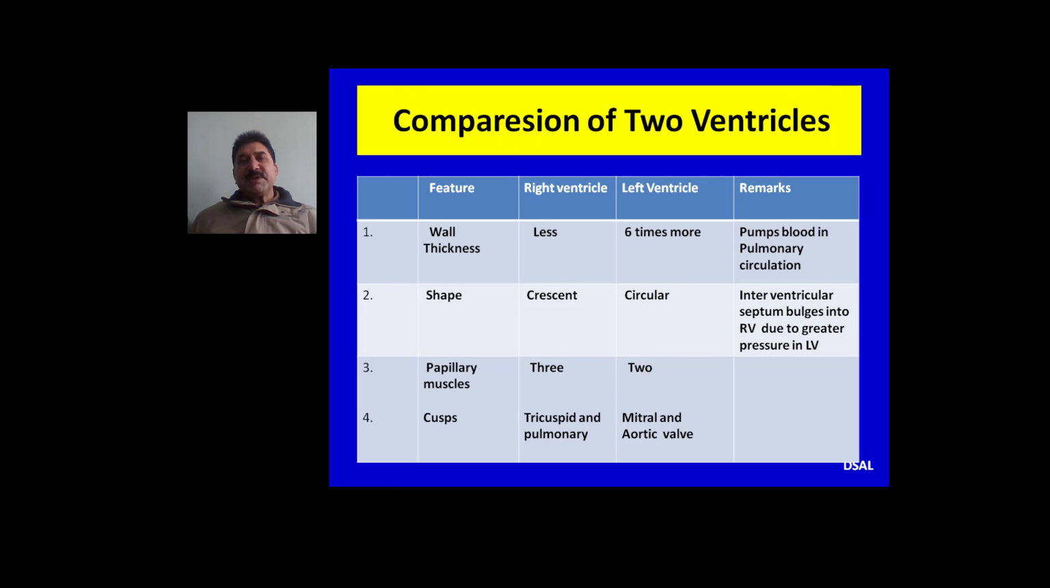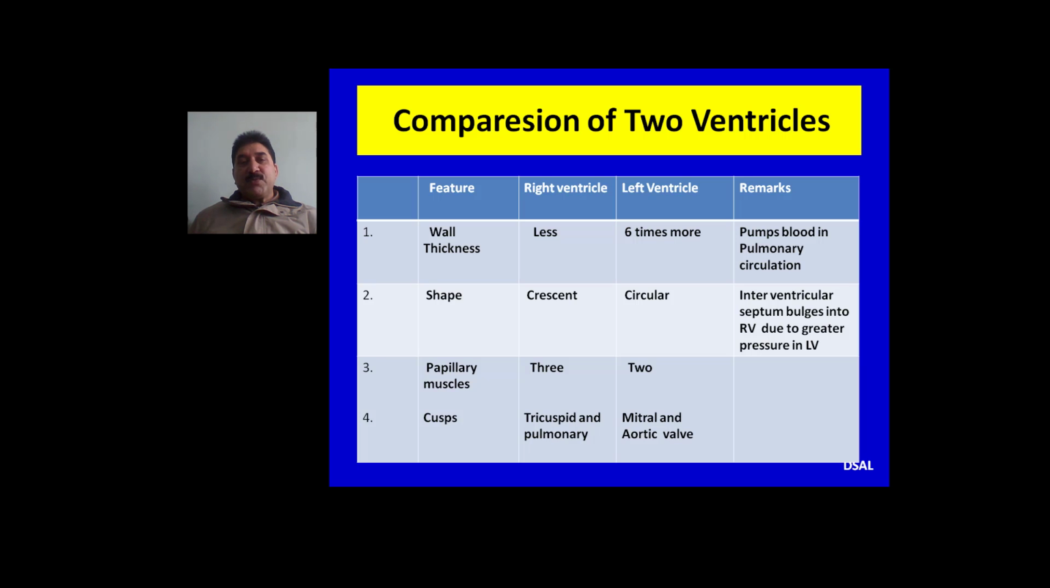What are the major anatomical differences between the two ventricles? The major differences between the features of the two ventricles that we can see on dissection table are wall thickness. Wall thickness of right ventricle is less than that of the left ventricle. It is said that wall thickness of left ventricle is 6 times more than that of the right ventricle. This is because right ventricle pumps blood into pulmonic circulation as compared to left ventricle which pumps blood into systemic circulation where pressure is 6 times more than that of the pulmonary circulation.